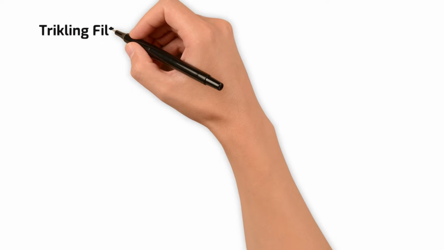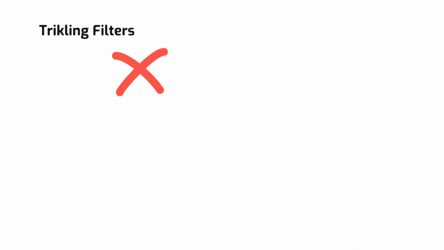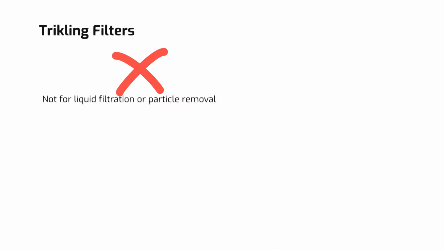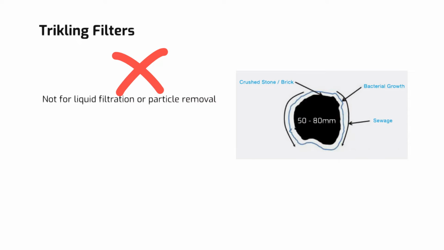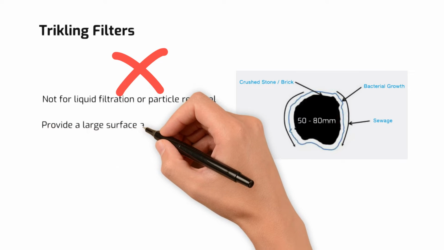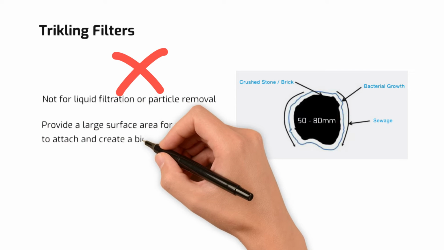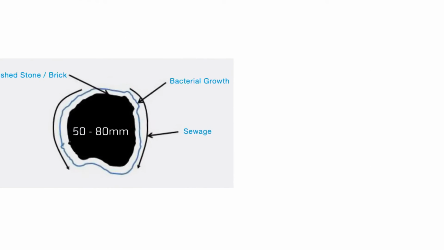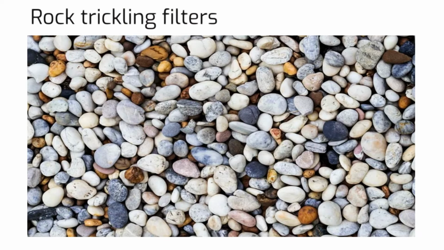Despite their name, trickling filters aren't actual filters, and they're not meant for liquid filtration or particle removal. The stones, usually 50 to 80 millimeters in diameter, can effectively strain out particles. Instead, they provide a large surface area for microbes to attach and create a biological layer as they break down organic matter. Rock trickling filters have been used for years, but they have limitations.